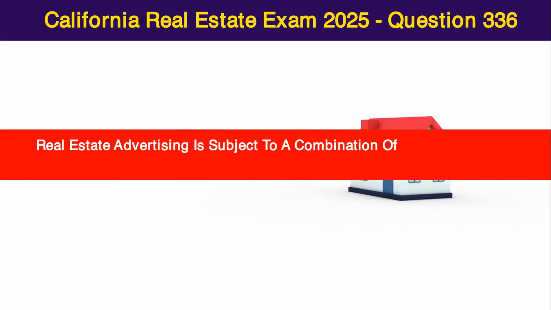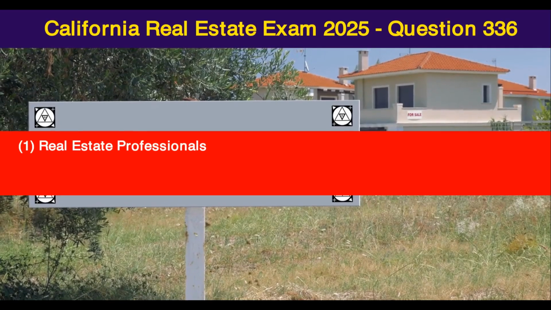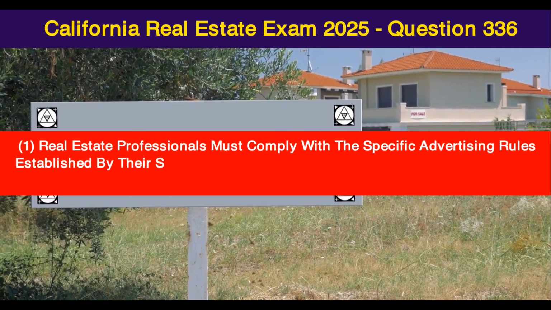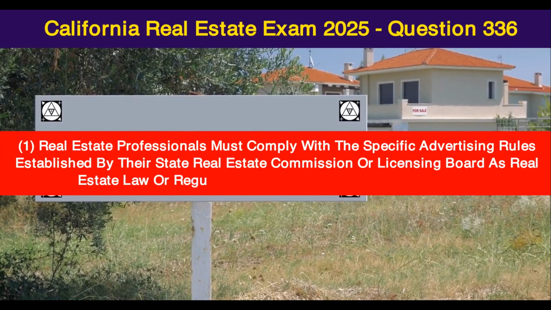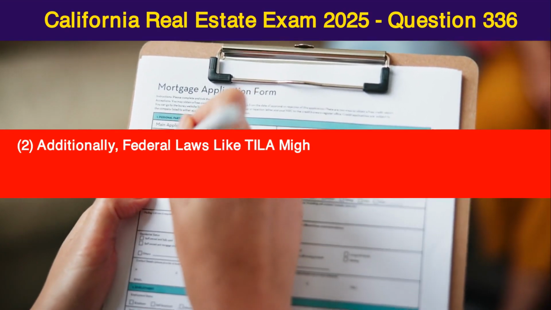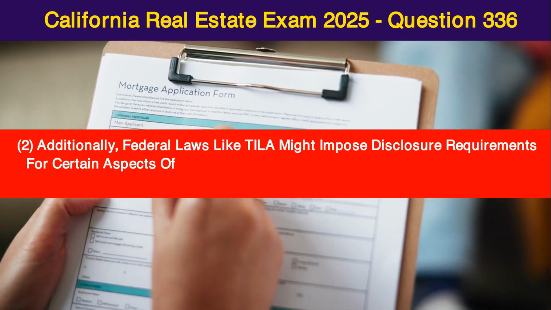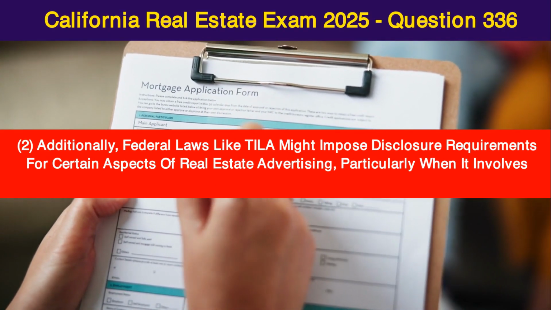Real estate advertising is subject to a combination of federal and state regulations. 1. Real estate professionals must comply with the specific advertising rules established by their state real estate commission or licensing board, as real estate law or regulations of the Real Estate Commissioner. 2. Additionally, federal laws like TILA might impose disclosure requirements for certain aspects of real estate advertising, particularly when it involves financing options.